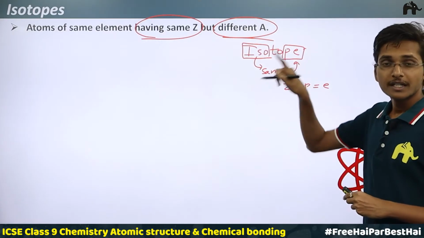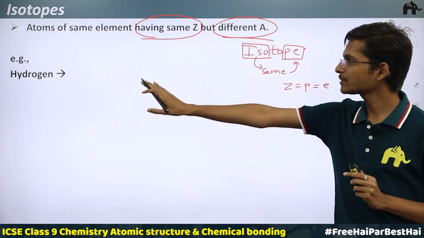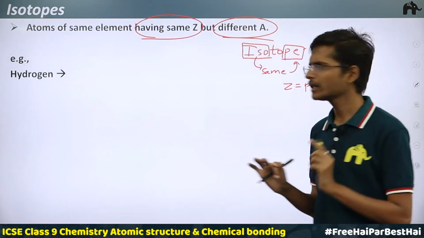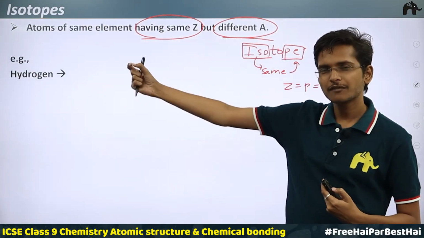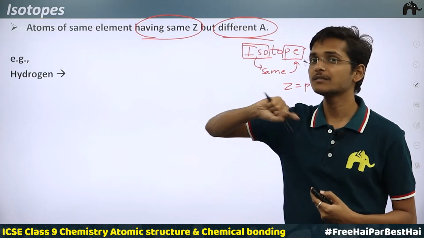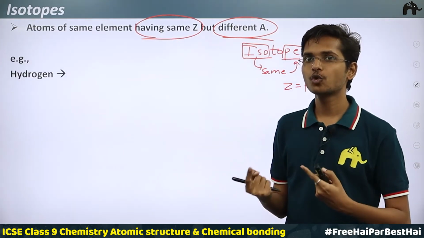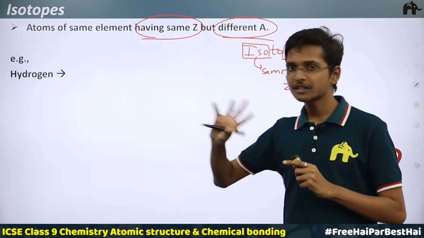So here let's see some examples so that it would be clear to you. Starting from the example of hydrogen. Hydrogen has 3 isotopes. How are we going to represent it? Just a few minutes ago we studied the symbolic representation. In that manner I am going to represent, and then we will correlate the definition of isotopes, or what isotopes actually are, with that symbolic representation.